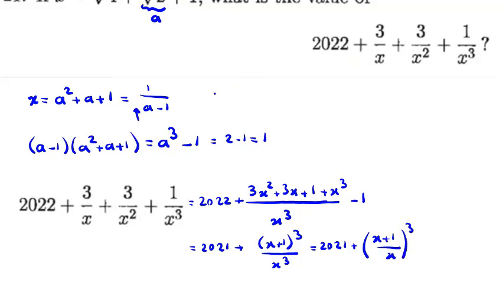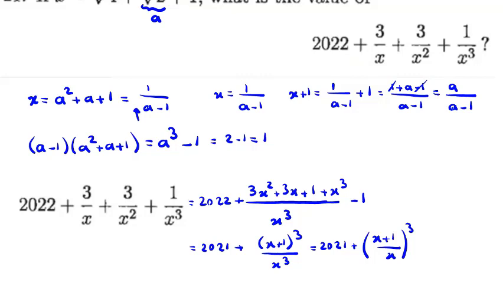Now we know x is what? X is 1 over a minus 1. X plus 1 is what? It is 1 over a minus 1 plus 1. So if we use a common denominator, it will be 1 plus a minus 1, and the negative 1 and 1 will be cancelled, and it will be a over a minus 1. And now, x plus 1 over x will be what? It will be a over a minus 1 over 1 over a minus 1. We can cancel these two things and it will be a.